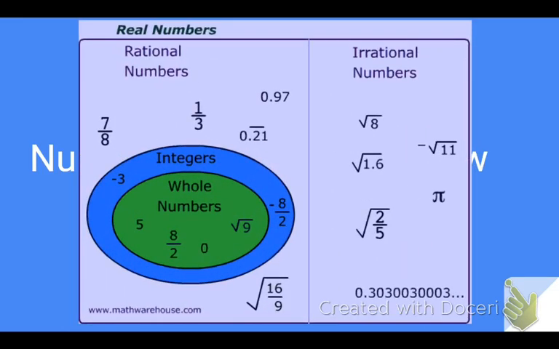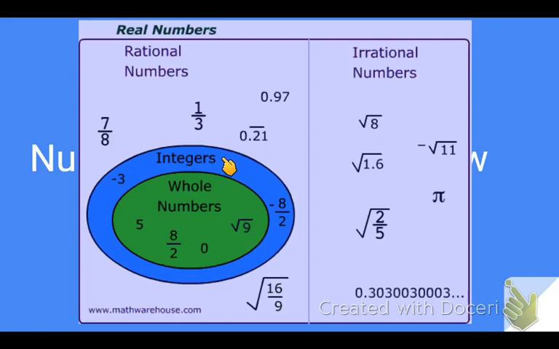First things first, with number sense, there were two different types of numbers that we learned about way back at the beginning of the semester. We learned about rational numbers and we learned about irrational numbers. On the rational numbers side, there are some examples of whole numbers, which rational numbers includes that category. So numbers like 5 and 0. Notice that 8 halves simplifies to 4, that's a whole number. The square root of 9 is 3, that's a whole number.